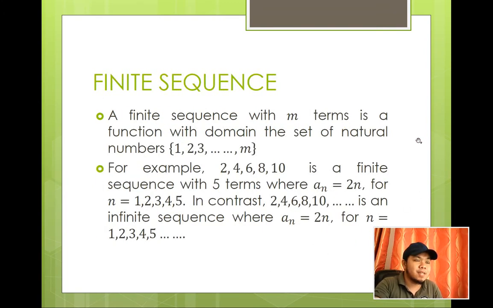Ito naman po yung finite sequence. Kanina infinite, ngayon naman finite. A finite sequence with m terms is a function with domain the set of natural numbers 1, 2, 3, and so on up to m. For example, 2, 4, 6, 8, 10 is a finite sequence with 5 terms, where a sub n is equal to 2n for n equals 1, 2, 3, 4, 5. In contrast, 2, 4, 6, 8, 10, and so on is an infinite sequence where a sub n is equal to 2n for n equals 1, 2, 3, 4, 5, and so on.